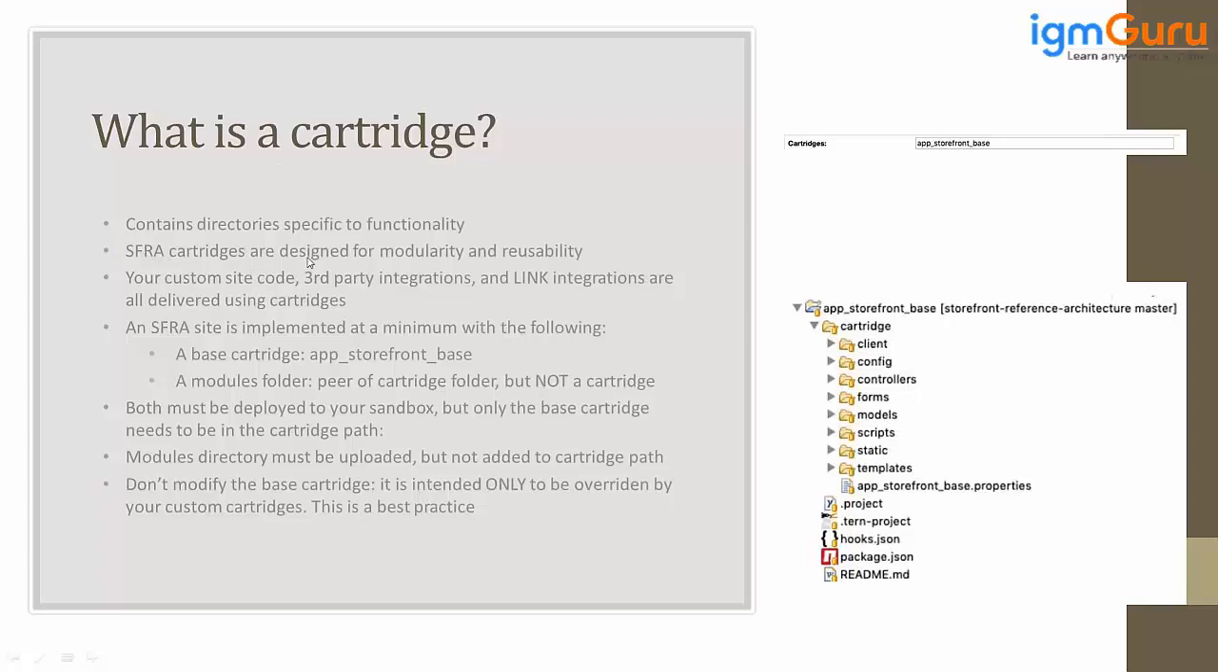In SFRA, cartridges are designed for modularity and reusability. Previously, with the SGJC architecture, it did not have much reusability. But here in SFRA, cartridges are designed mostly for reusability. You will understand this when you learn about the core functionality of SFRA. For now, you just need to know SFRA cartridges are designed for modularity and reusability.